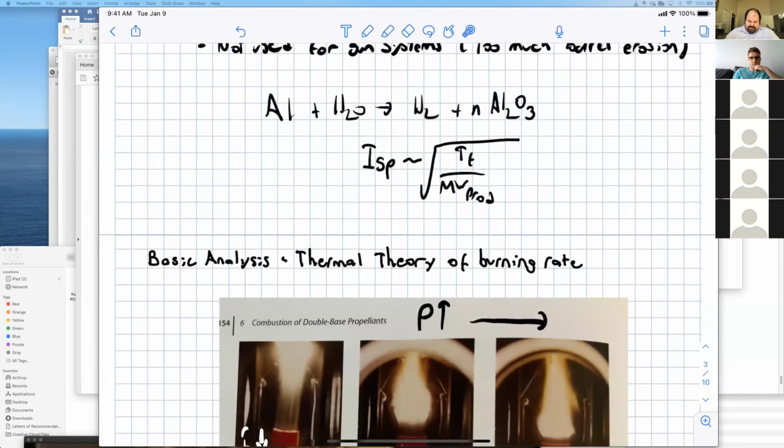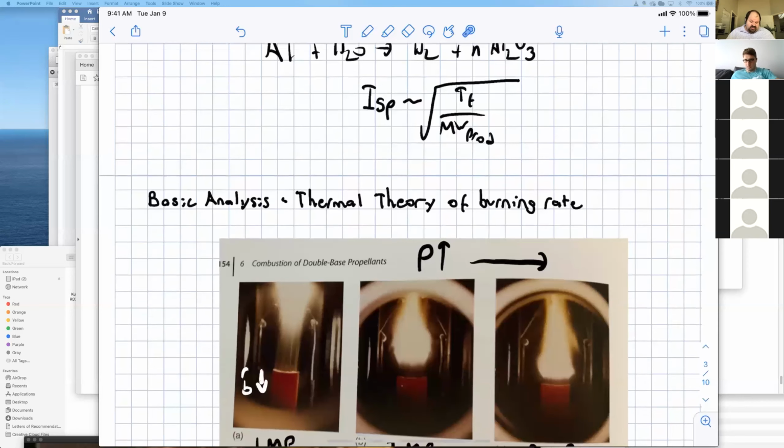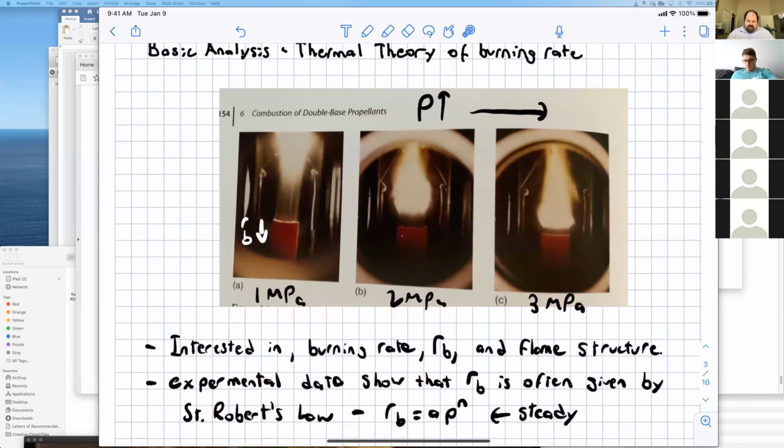Okay, so now we're going to do a basic analysis. In the other combustion class, which I'm teaching in the fall, I did a similar basic analysis for the laminar burning velocity of gases. And now I'm going to be doing a very similar analysis for homogeneous propellants. This here is just a picture from Kubota.